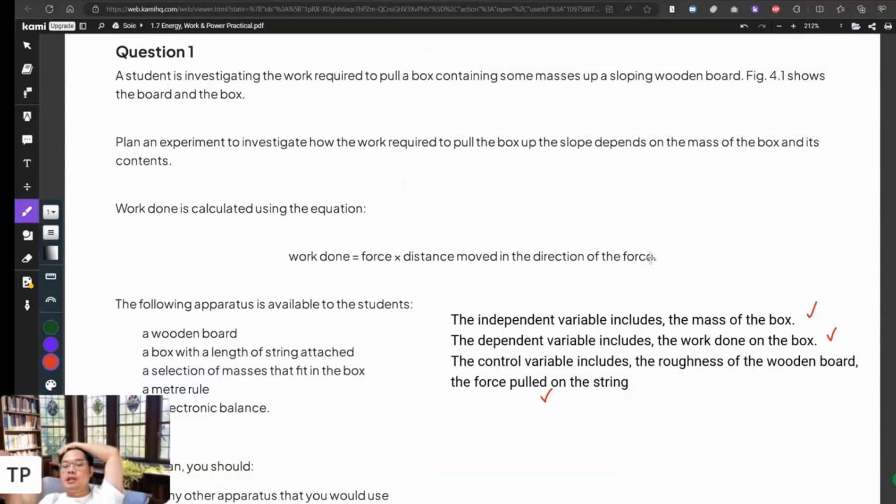The force is definitely the most important thing. Keeping the force the same is most important. And the mass, we'll change it by different trials. The material, the roughness, yeah. Okay, I think those things are enough.